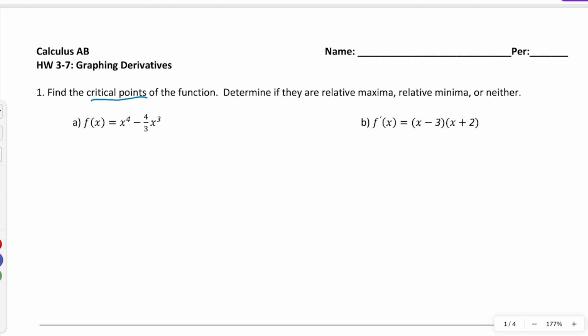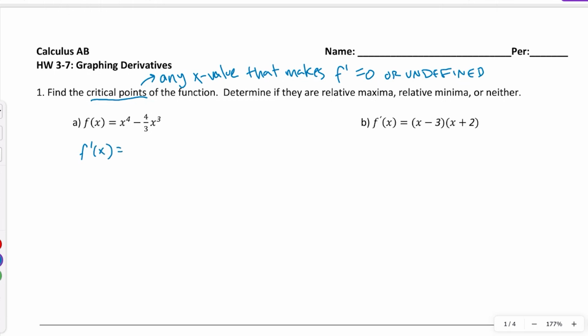So critical points are going to be any x value that makes either the derivative equal 0 or undefined. So part A has a quartic function here, and we're going to go ahead and differentiate it. So f prime is going to be equal to 4x cubed minus 4x squared. And so to find the critical points, we need to set this equal to 0 and then solve for x.